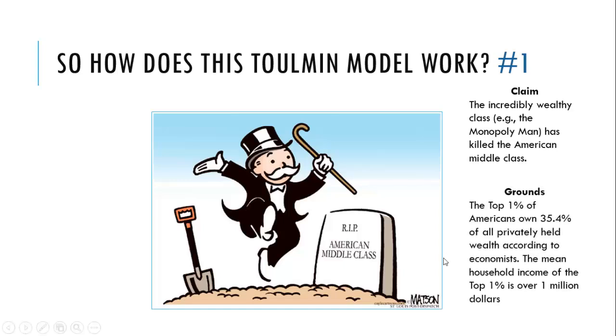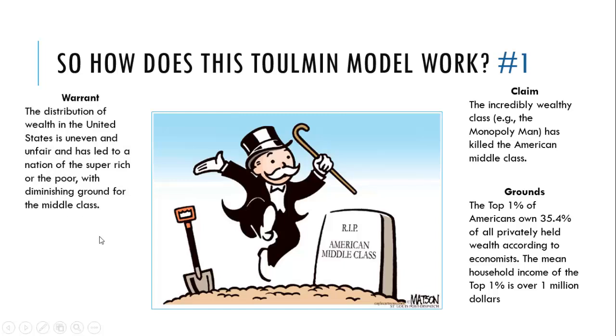And his grounds, this would be the evidence that supports that claim, is that the top 1% of Americans own 35.4% of all privately held wealth. And the mean household income of the top 1% is over $1 million, and their actual net worth is over $16 million. So that's some evidence to help support that claim.